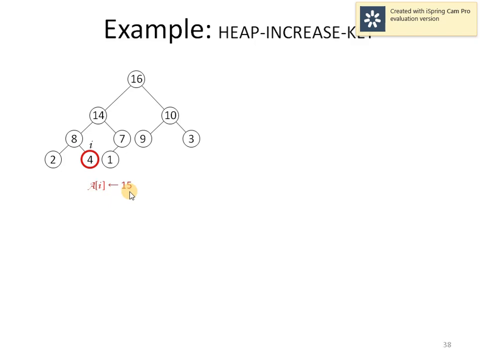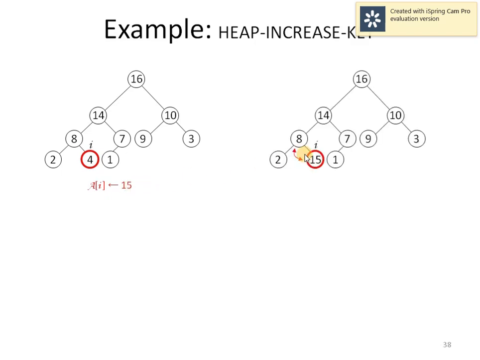So first step is we will compare if 4 is less than 15 or not. Since 4 is less than 15, we have to update the value. So after the update, the heap gets converted to this. Next step is we will check if i is equal to 1 or not. In this case, i is equal to 9, which is not equal to 1.